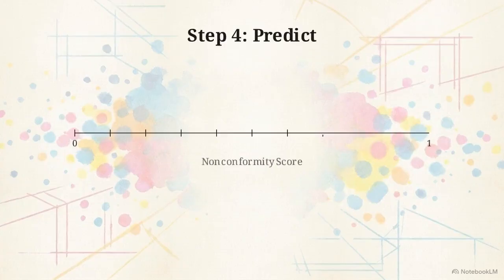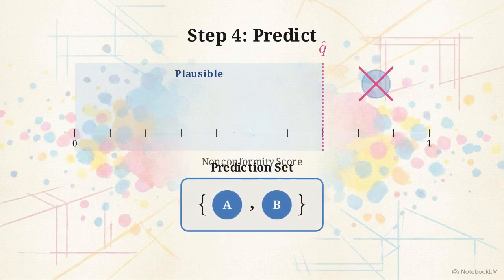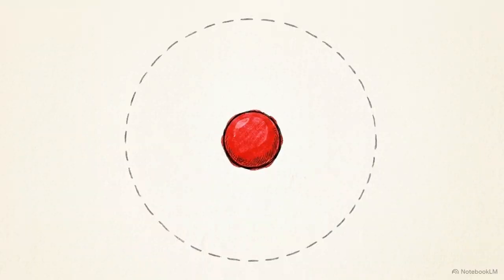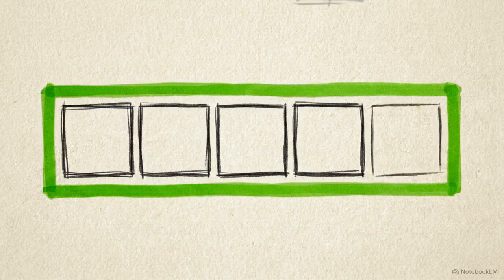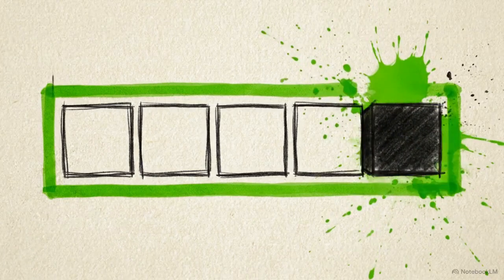Finally, step 4 is predict. The system outputs a set containing every class label whose nonconformity score falls below our established threshold. High certainty yields a single label, while borderline cases yield multiple labels. If a point looks like nothing the model has seen before, it may even return an empty set. Including the test point in the rank calculation is the step that allows the coverage theorem to hold for any model at any sample size.